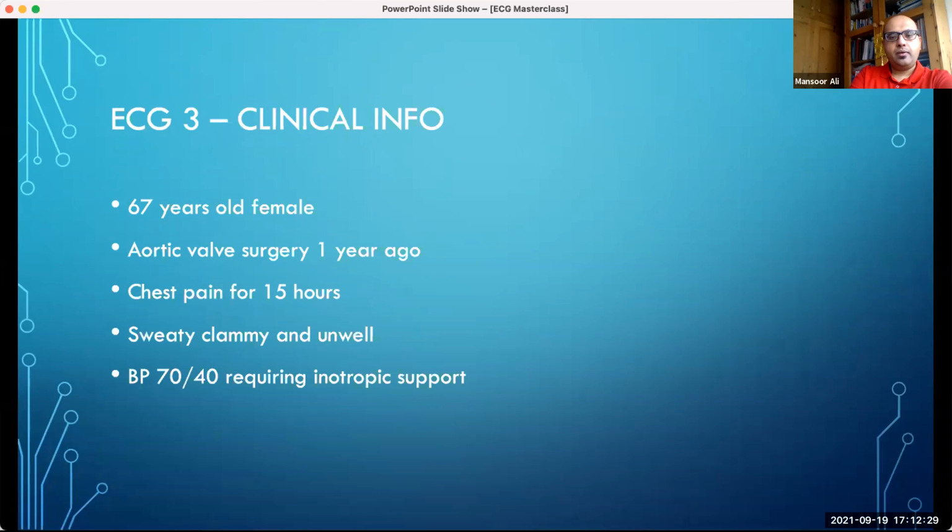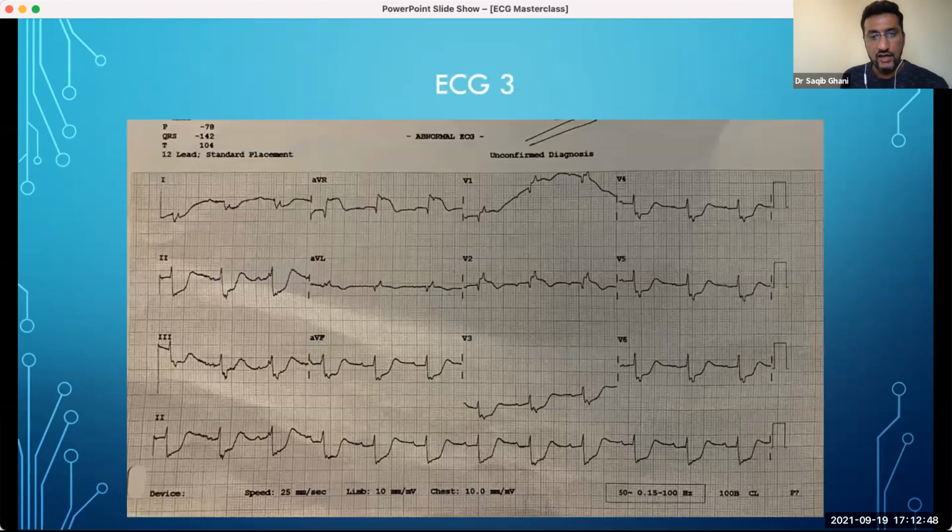So, a clinical scenario of a 67-year-old lady who previously had aortic valve surgery, had chest pain for about 15 hours, was very sweaty, clammy, and unwell, and presented to hospital with a very low blood pressure, requiring inotropic support. So even without showing the ECG, we think this patient is very unwell. This is a real scenario, all the ones I'm sharing, and this particular one is the one I dealt with. This is the ECG which was emailed to us first thing in the morning.